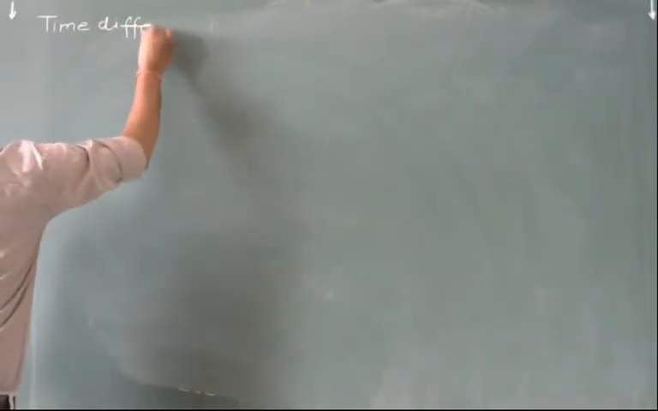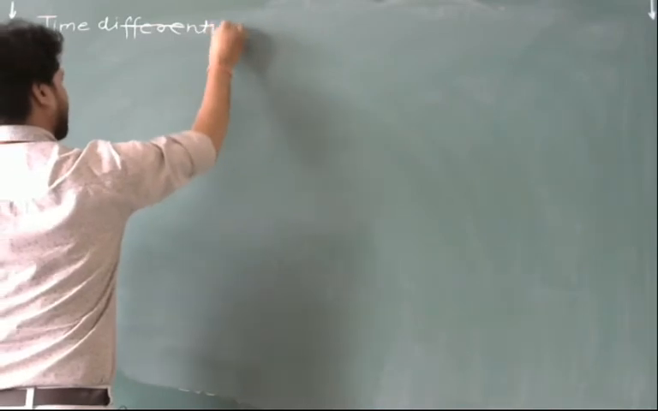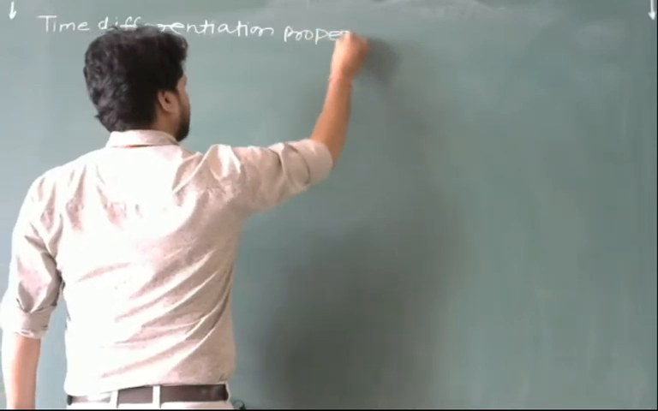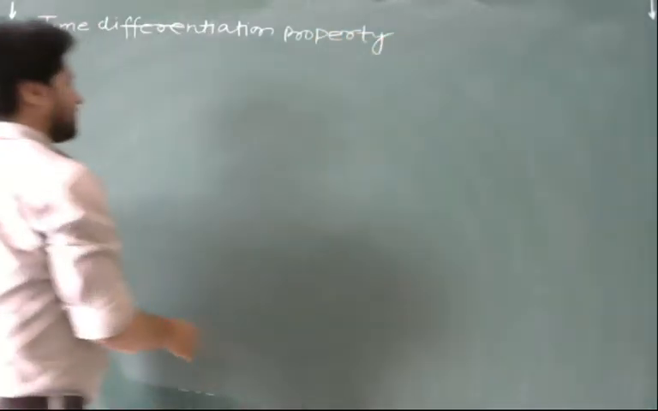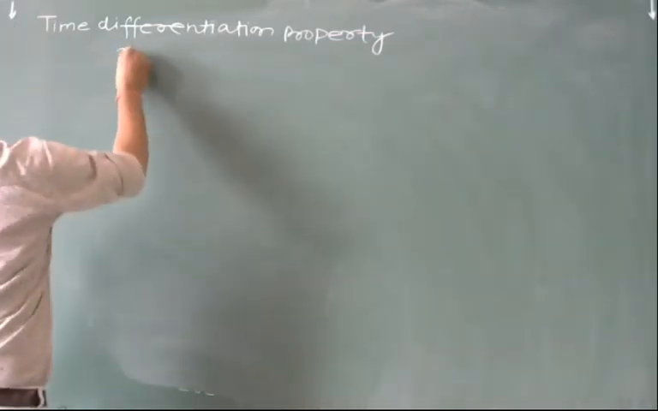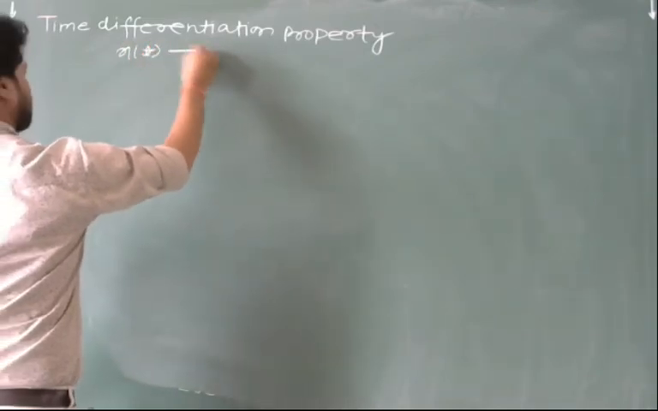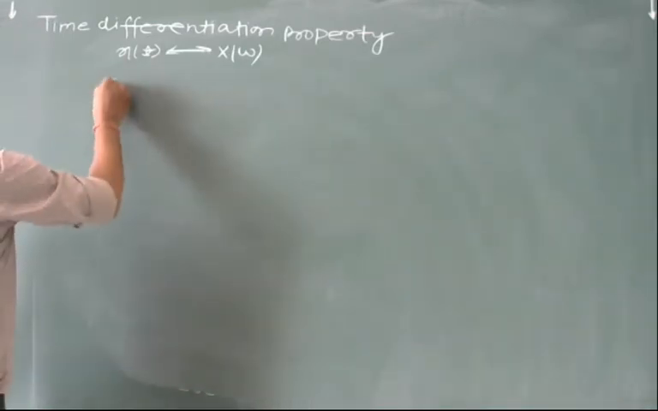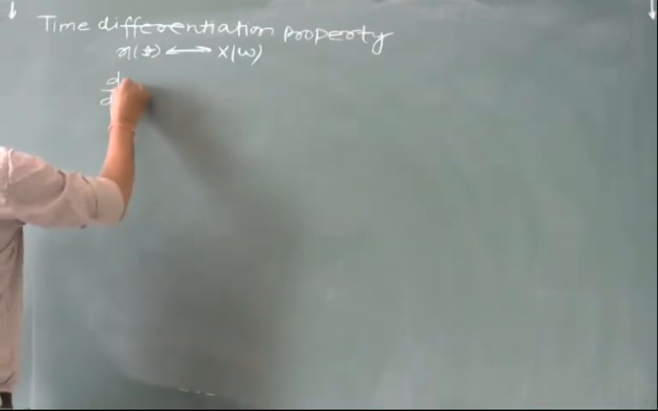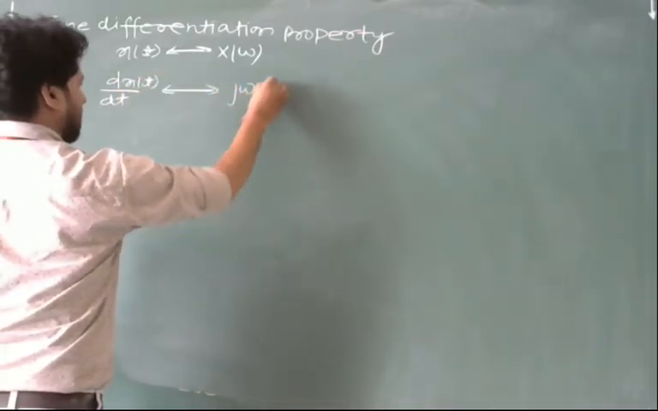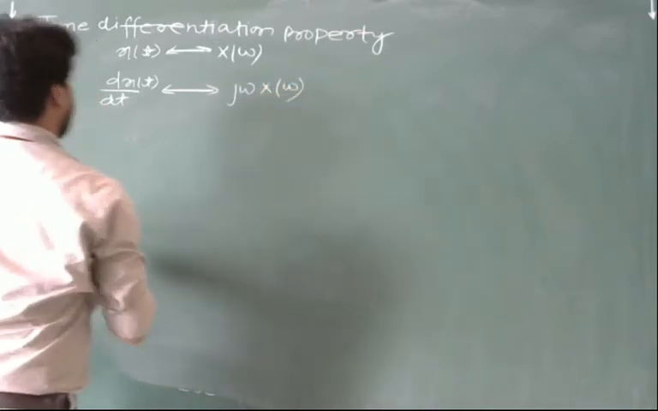The property is the time differentiation property. The time differentiation property states that if the Fourier transform of a given signal x(t) is X(omega), then the Fourier transform of the differentiation of this signal x(t) will be equal to j omega times X(omega).